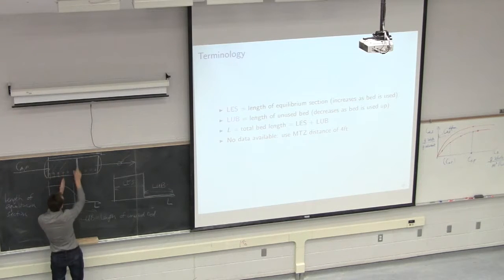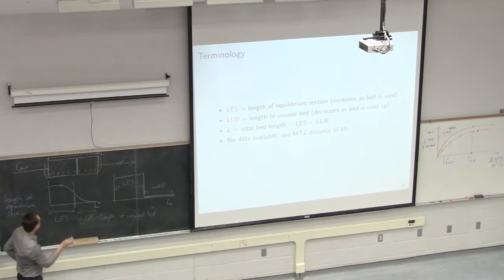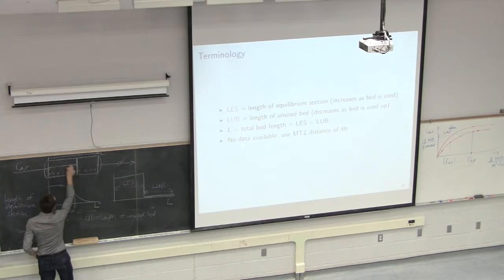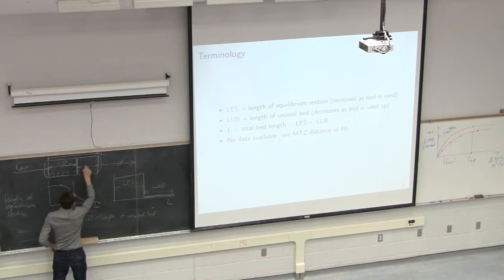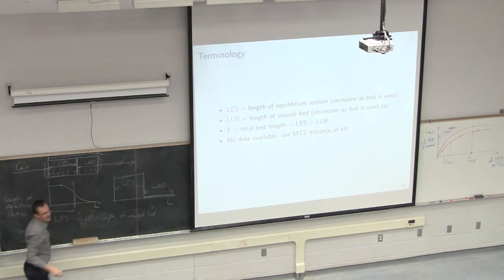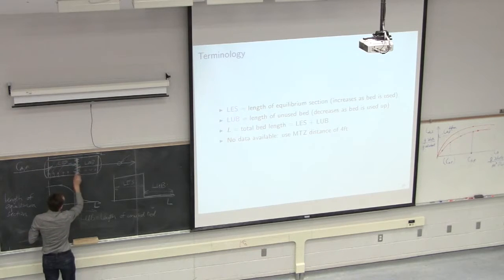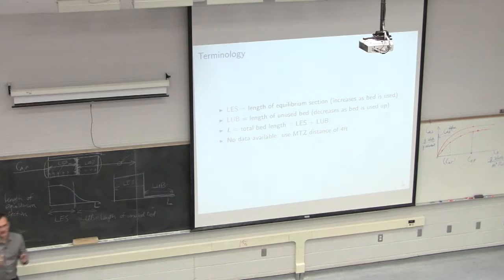time and you froze the bed, you could draw a straight line and say, this part is in equilibrium and this part is unused. But in practice, we will never have that perfect division. Why not? I think you may have a sense of this from prior courses. Why do we have this zone over here where we can't really tell the two apart?